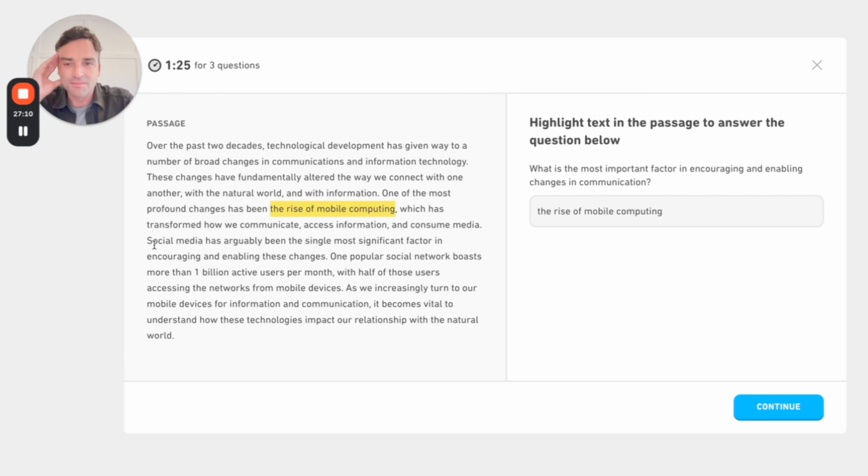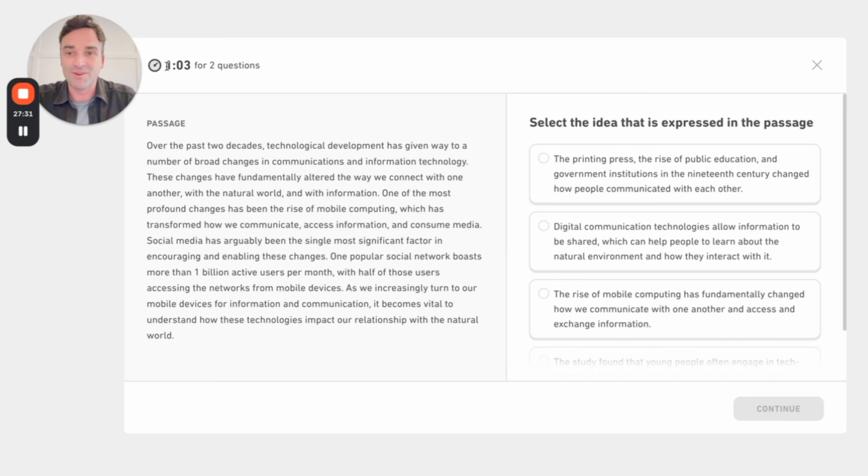Interesting. Actually, maybe not. Saying that, I just read this, but social media has arguably been the single most significant factor. I was wrong. Social media is the most important factor. So most significant factor. What's a synonym for important? It's significant. Okay, so social media is the correct answer. Okay, now I better hurry up. We've only got 1 minute.